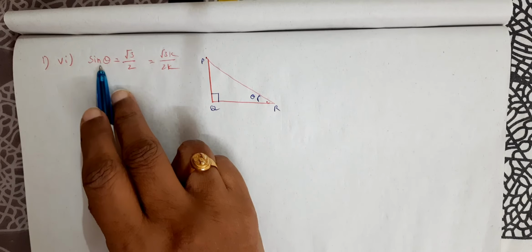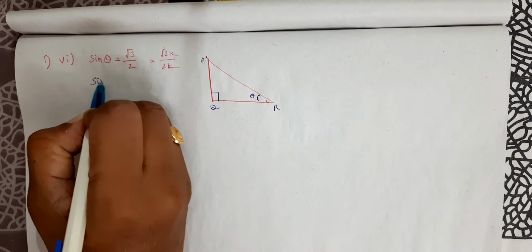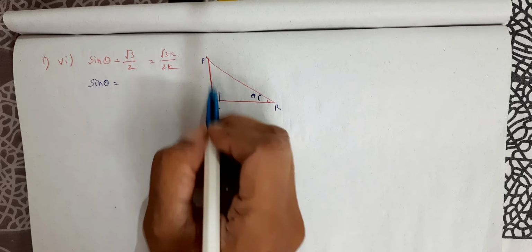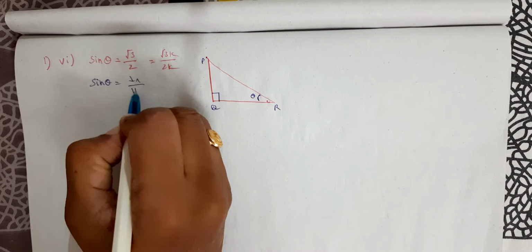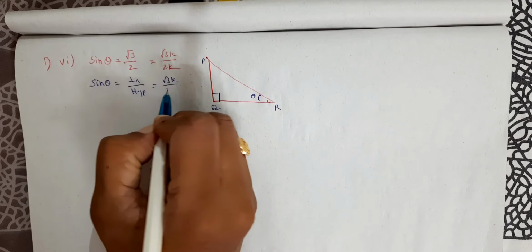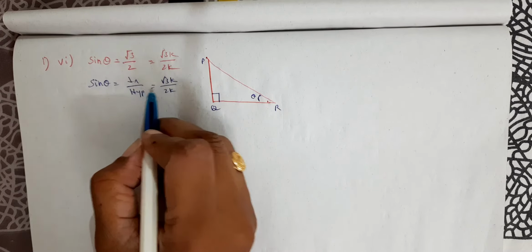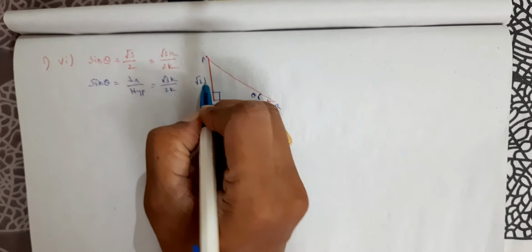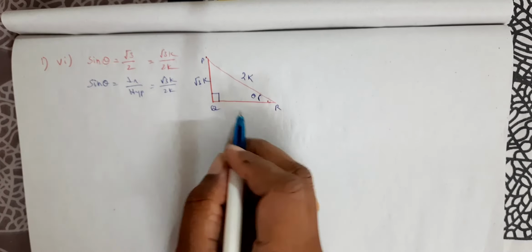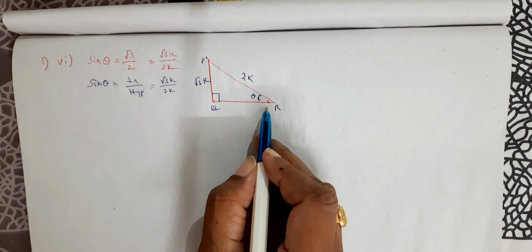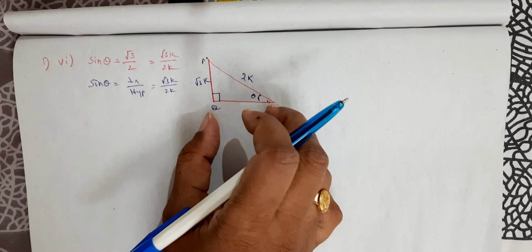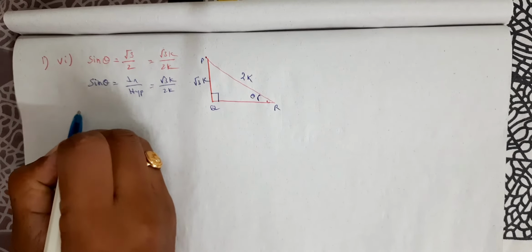Sine theta is equal to, you know, opposite or the perpendicular divided by hypotenuse, which is equal to root 3k by 2k. So I can take the perpendicular as root 3k, and the hypotenuse is 2k. Now we have to find out QR, then only we will be able to find the other 5 trigonometric ratios. So using Pythagoras theorem.